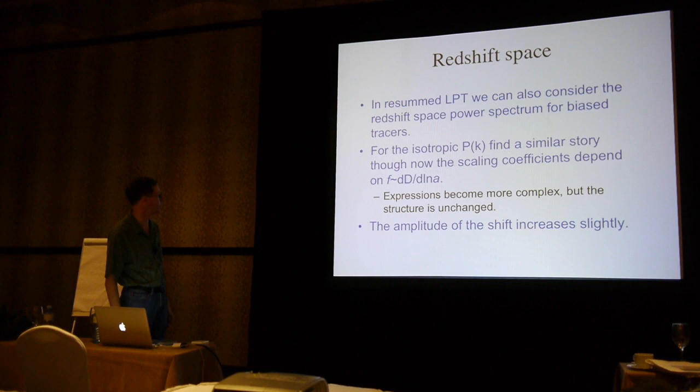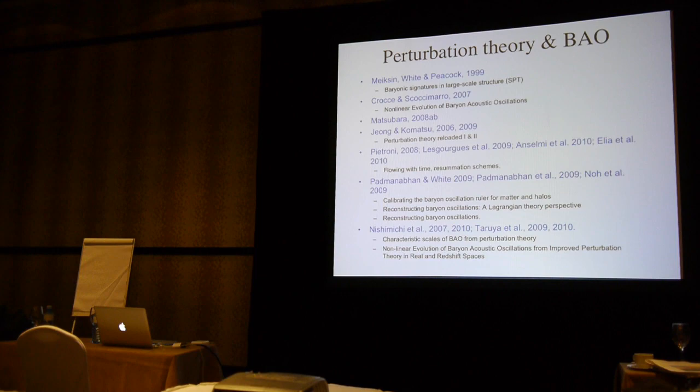So there's a large literature on this. As I said, there's been a huge resurgence in perturbation theory driven partly by this BAO problem, partly by redshift space distortions, and we'll hear a little bit about that from Psycho later on today, I think. The first use of perturbation theory to study BAO goes back before BAO was even really a hot topic. We used standard perturbation theory back before the dinosaurs went extinct.